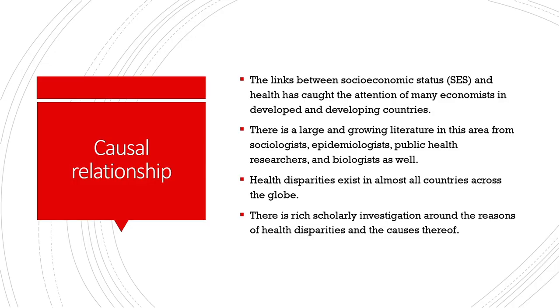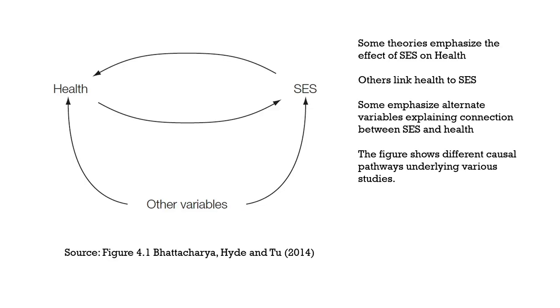Now, these links between socioeconomic status and health have actually caught the attention of many economists in developed and developing countries, and much of the research in health economics from the point of view of socioeconomists has been focused on these issues. So, there is a large and growing literature in this area from social scientists across the spectrum: sociologists, epidemiologists, public health researchers. There are biologists as well who are focused on socioeconomic variables that impact health and well-being. So, health disparities exist in almost all countries across the globe, and there is a rich scholarly investigation around the reasons for health disparities and the causes thereof.